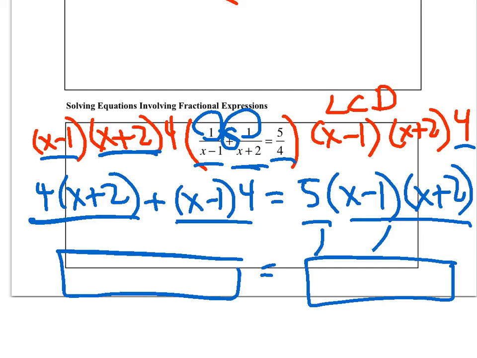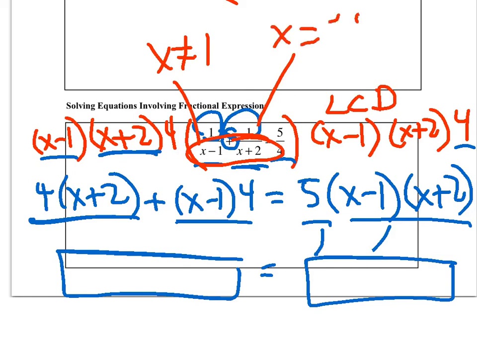And just make sure that when you're done, x doesn't equal either positive 1 or negative 2. We talked about that in class. Those expressions in the denominator tell you that x cannot equal 1 because that would make x minus 1 zero. Can't have 0 in the denominator. Also, x cannot equal negative 2 because that would also give a 0 in the denominator, which is not allowed.